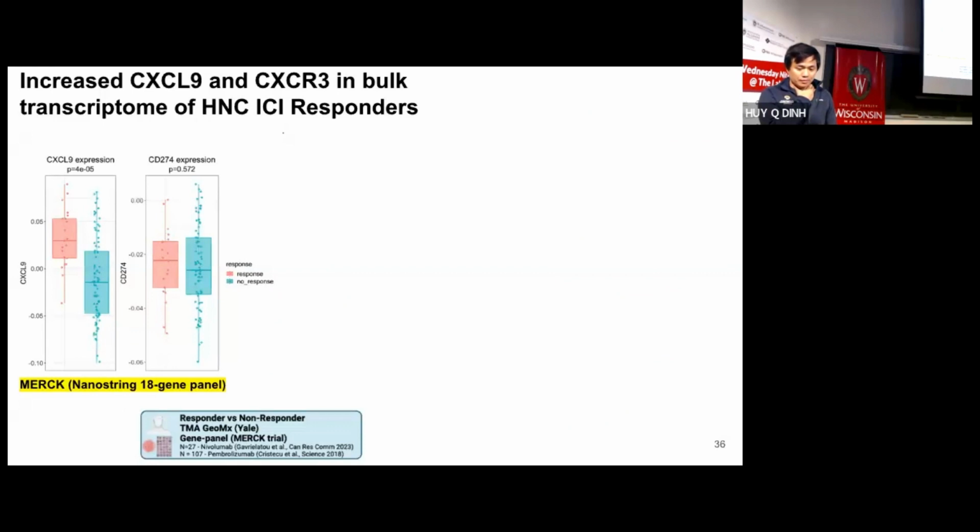immune checkpoint response. We're looking at a clinical trial published in Science in 2018. They only have an 18-gene panel because those samples are from frozen samples that they had kept for a long time, I think. They published in 2018, but the data is from earlier. They have a lot of samples. We are able to compare, and CXCL9 is much higher in the responder compared to the non-responder. We have about 100 samples in total here. Whereas for CD274, the PD-L1 that is used in the clinic, we still see a change here.